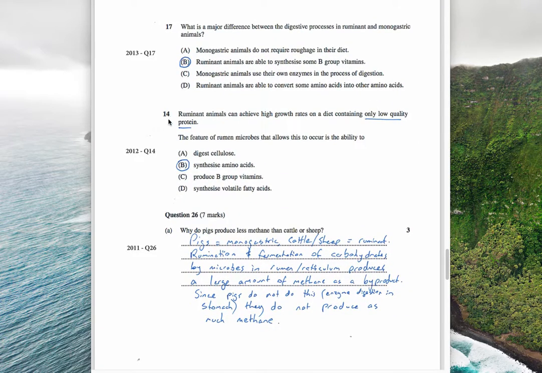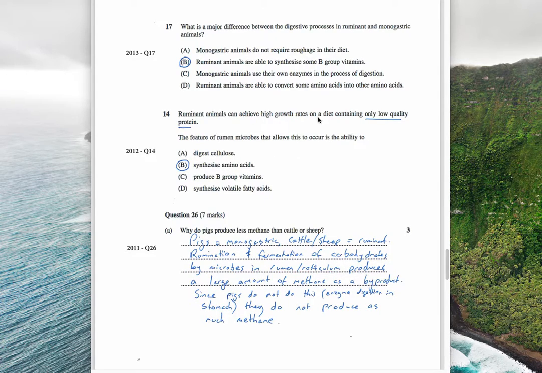The 2012 question: ruminant animals can achieve high growth rates on a diet consisting only of low quality protein. So the key here is only low quality protein and high growth rates. The features of rumen microbes that allow this to occur are the ability to digest cellulose. It can do that. Synthesize amino acids. It can do that. Produce B group vitamins. It can do that. And synthesize volatile fatty acids. It can't. It doesn't make them. It doesn't create them out of nothing. So that's not right, but these three are all correct.